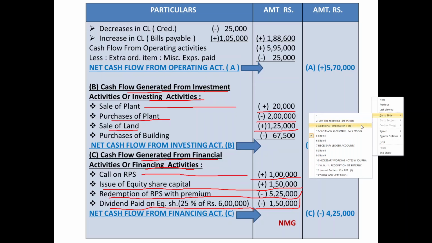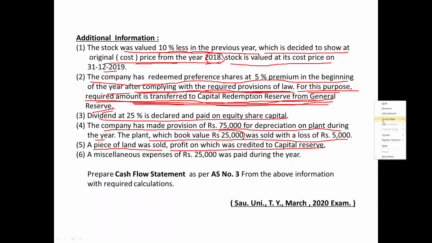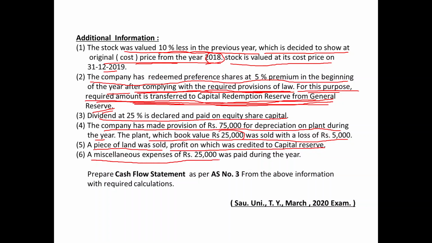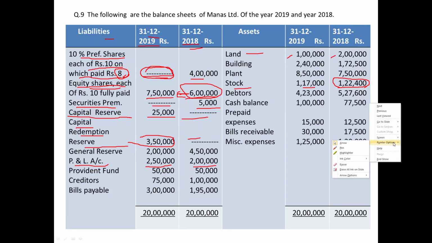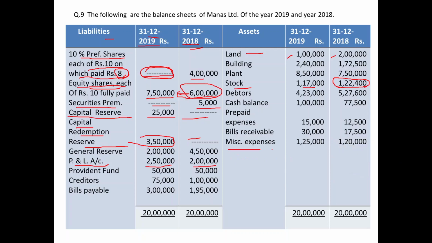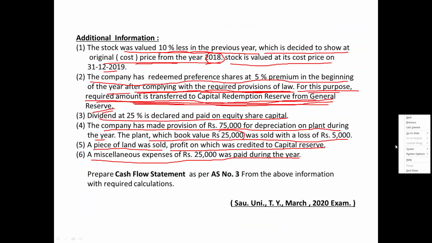One more item in the additional information. The last point, point number 6, has something new. Let us read it. Miscellaneous expenses of rupees 25,000 were paid during the year. Have a look in the balance sheet. Last item, miscellaneous expenses: balance of last year 1,20,000, balance of current year 1,25,000. And in the current year, as we saw in point number 6, expenses of rupees 25,000 were paid during the year.